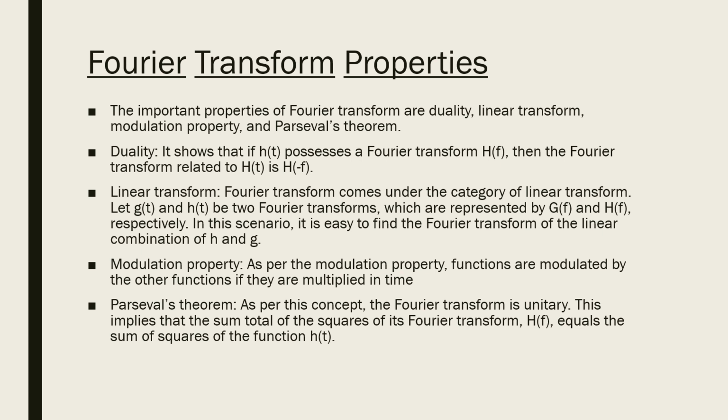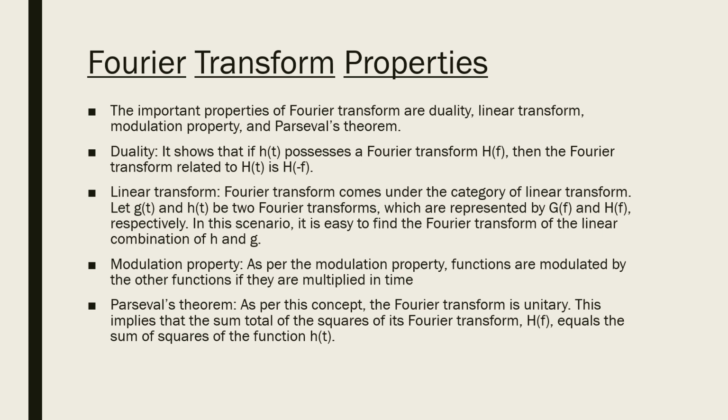Duality. It shows that if h of t possesses a Fourier transform h of f, then the Fourier transform related to h of t is h of minus f. Linear transform. Fourier transform comes under the category of linear transform. Let g of t and h of t be two Fourier transforms which are represented by g of f and h of f respectively. In this scenario, it is easy to find the Fourier transform of the linear combination of h and g.